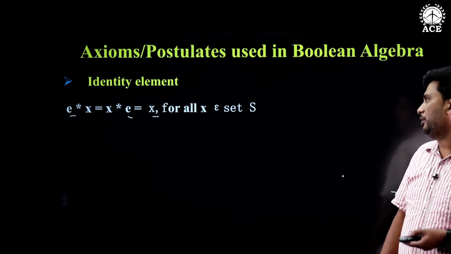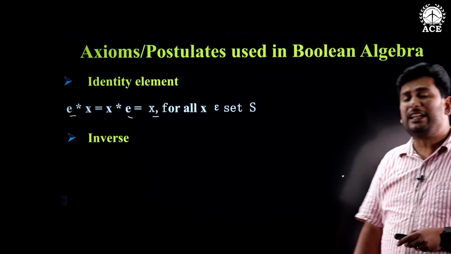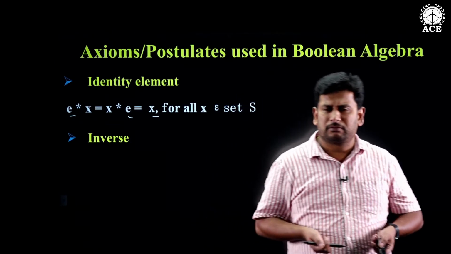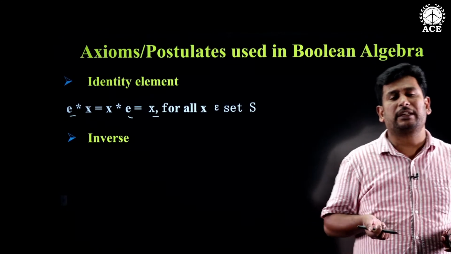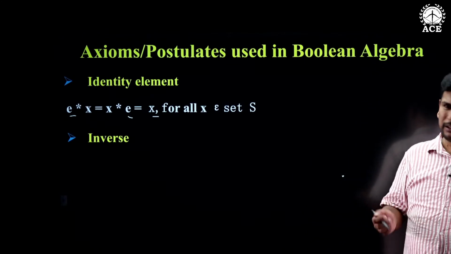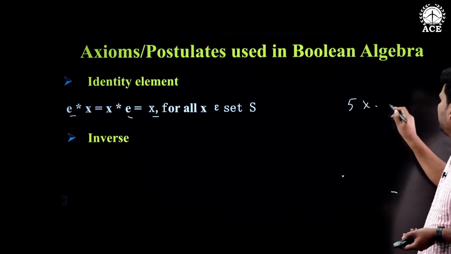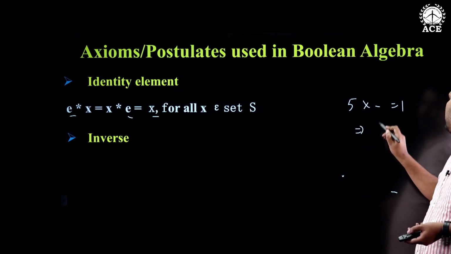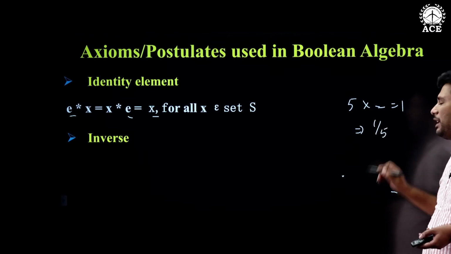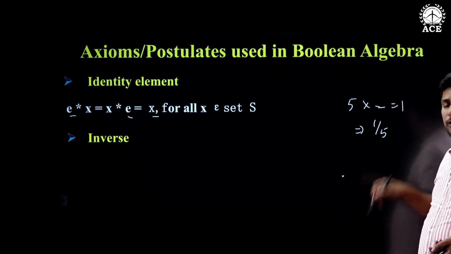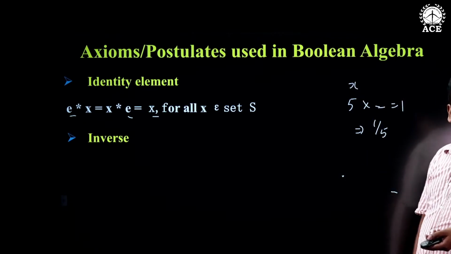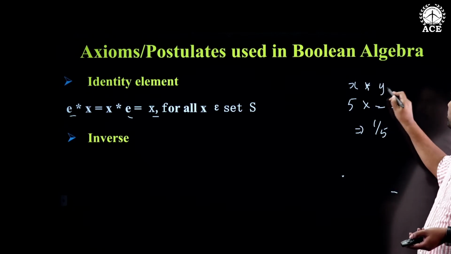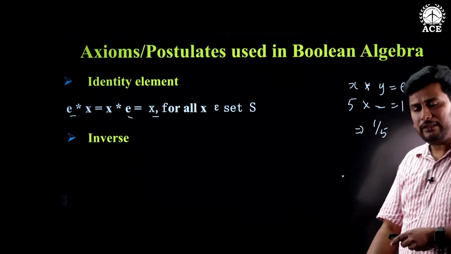Sounds clear? Right. And next we have something called the inverse of a variable. What is this? I am Mr. 5. What should be my inverse so that I become equal to 1? It's simple. 5 into dash equals 1. What is that dash value? Simple, the dash needs to be 1 by 5, so that when I multiply 5 with 1 by 5, it is equal to 1. Here 5 is nothing but my X. And what should I multiply with my X so that the product of these two is equal to the identity element E.